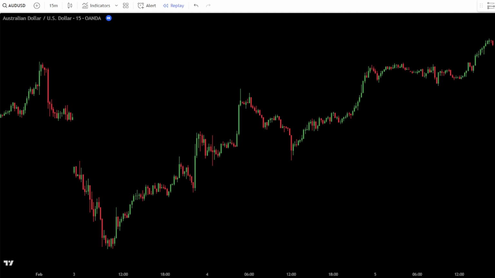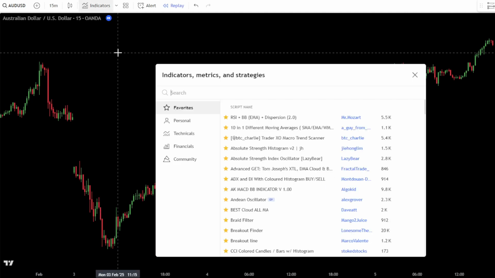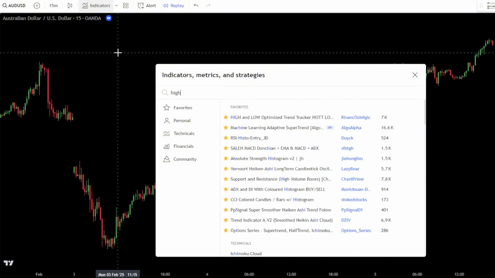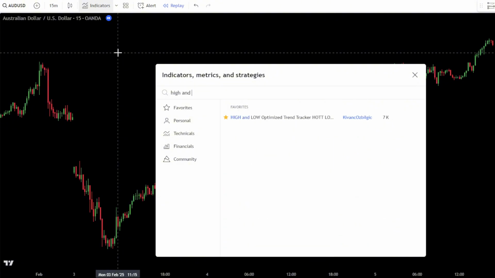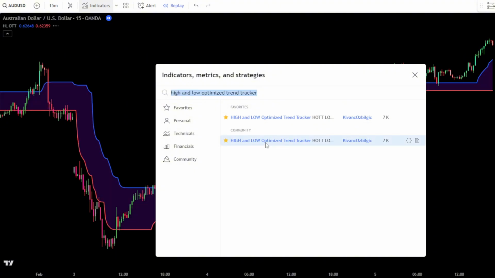Then, you can open the Indicator Search tab. In the Indicator Search tab, type High and Low Optimized Trend Tracker. After that, simply select the High and Low Optimized Trend Tracker indicator by Kavanas Bilgic.